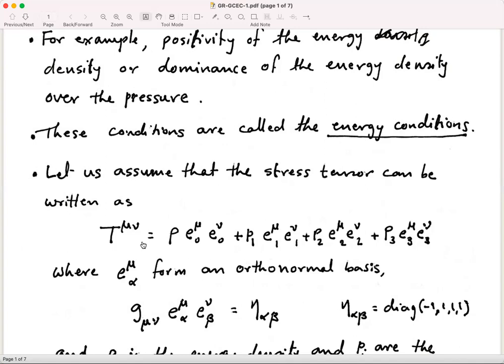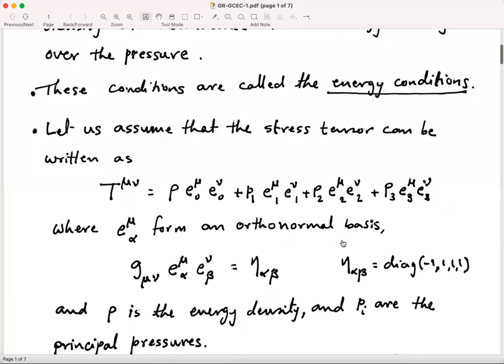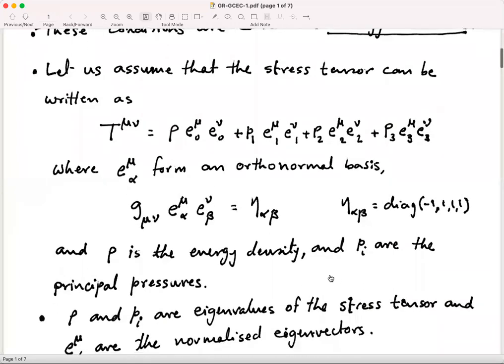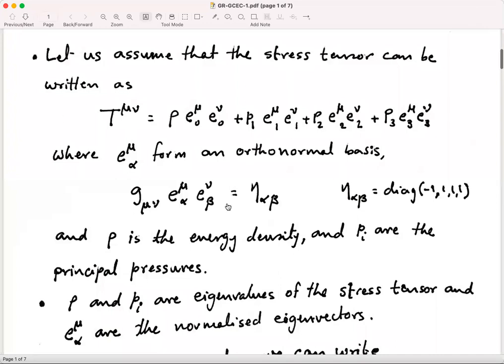Okay, to put it a little differently, you can think of this equation as an eigenvalue equation, or rather diagonalization of T mu nu, and you can think of rho, P1, P2, P3 as eigenvalues of T mu nu, which, as you know, is a symmetric tensor. And if you diagonalize this using E mu alpha, then E mu alpha are basically eigenvectors of T mu nu. Okay, so you can think of E mu alpha as eigenvectors and rho, P1, P2, P3 as eigenvalues. We usually call rho the energy density, and the Pi are typically referred to as principal pressures. Okay. And this is what I was just saying, that rho and Pi are eigenvalues of the stress tensor, and E mu alpha are the normalized eigenvectors. Okay.